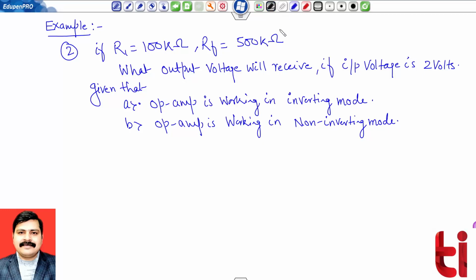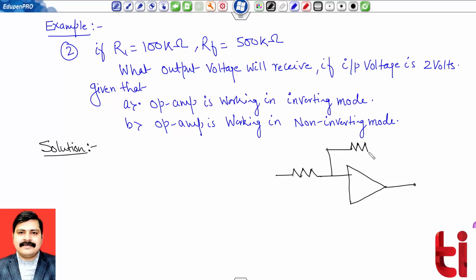So let us find the solution of this problem. I think the problem is very simple, one can easily understand. For better presentation, I am preparing the circuit diagram first. So inverting configuration is given, series resistance and feedback resistance have been given. In the first step, let us deal with part A.